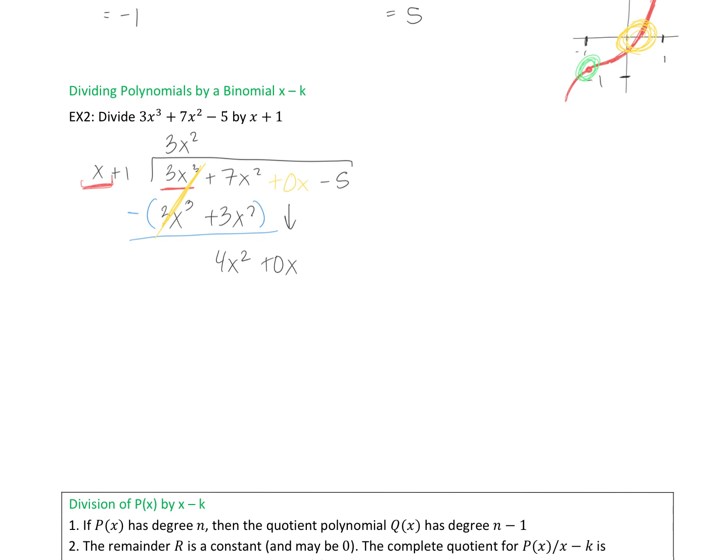So my next cycle, now I'm trying to figure out x times what would give me 4x squared. Well, that would be 4x. So go ahead, add 4x up here, and then I'm doing 4x times that x plus 1, again the x plus 1 right here, which would be 4x squared plus 4x, and that is what I'm going to subtract from my polynomial.